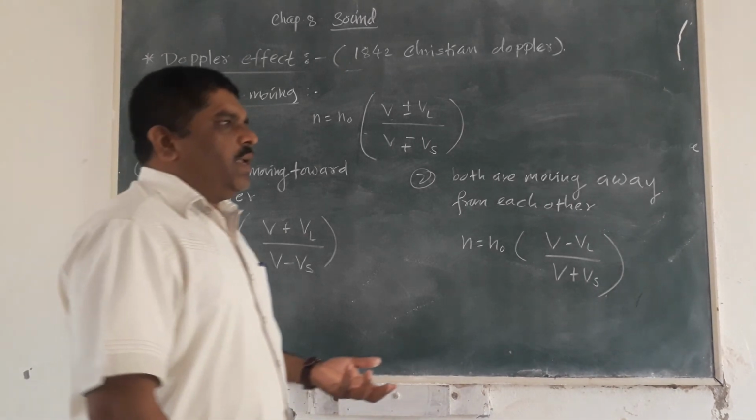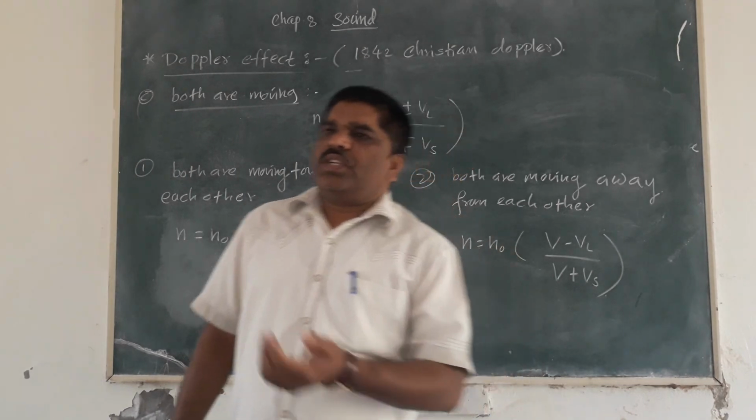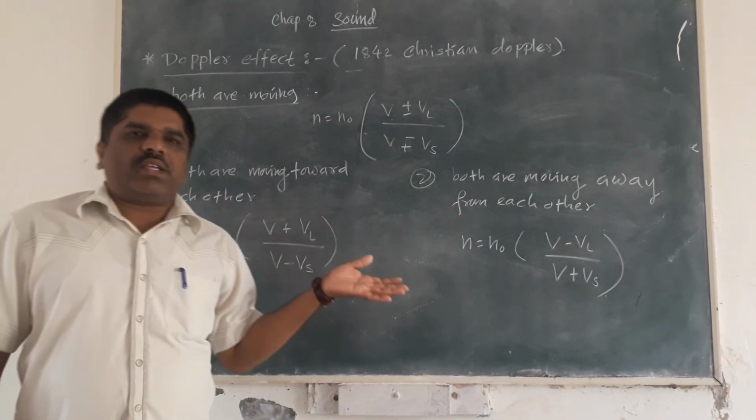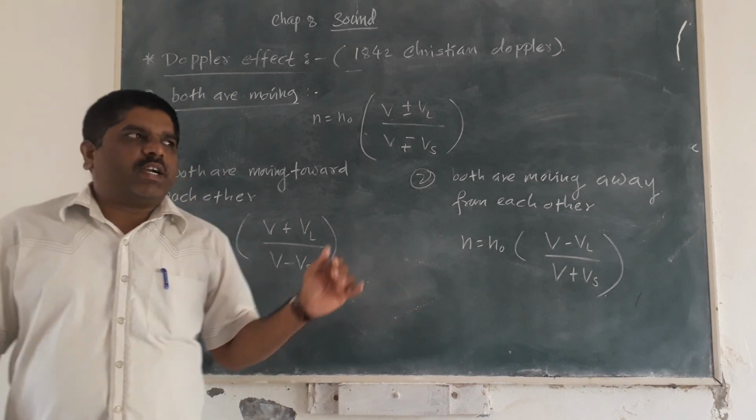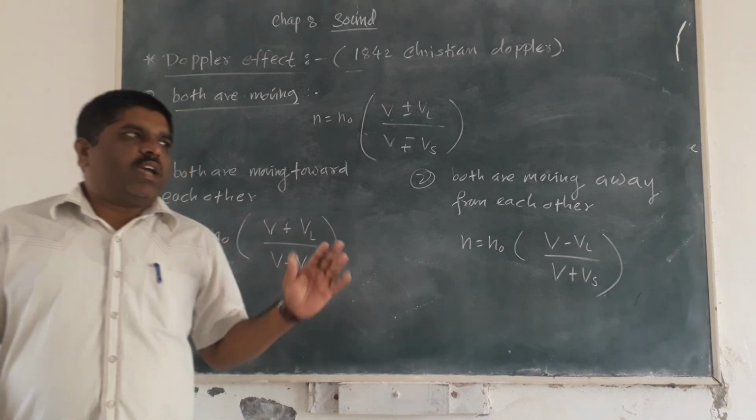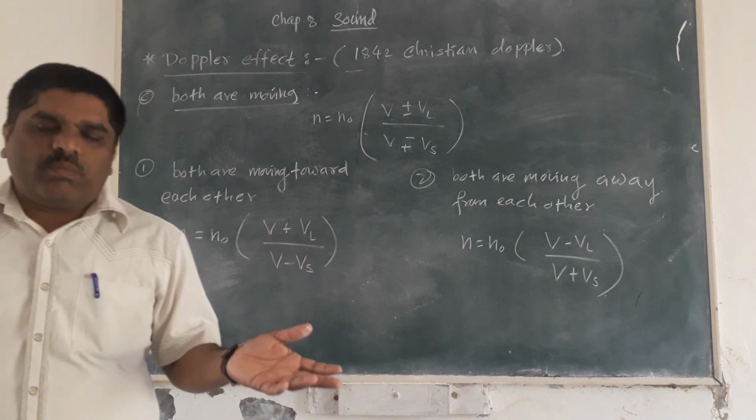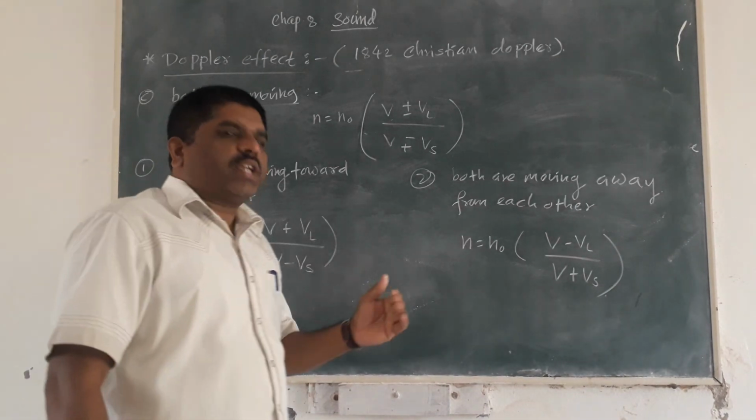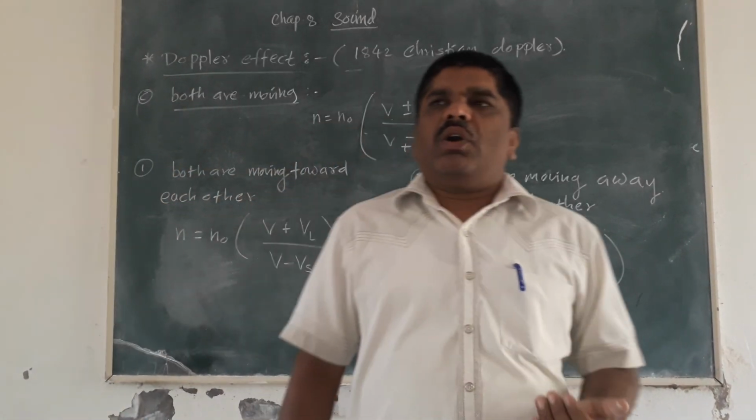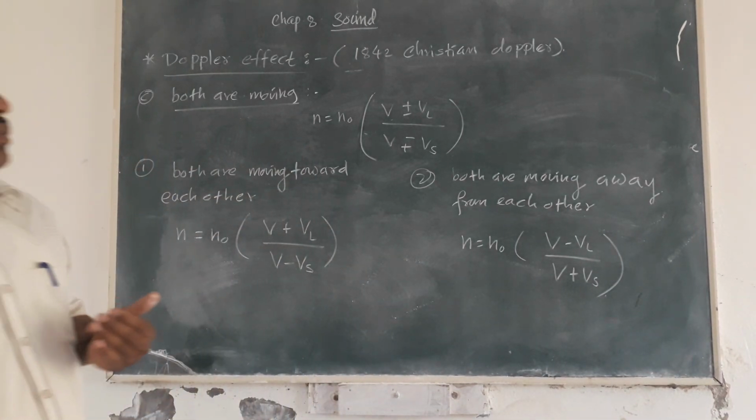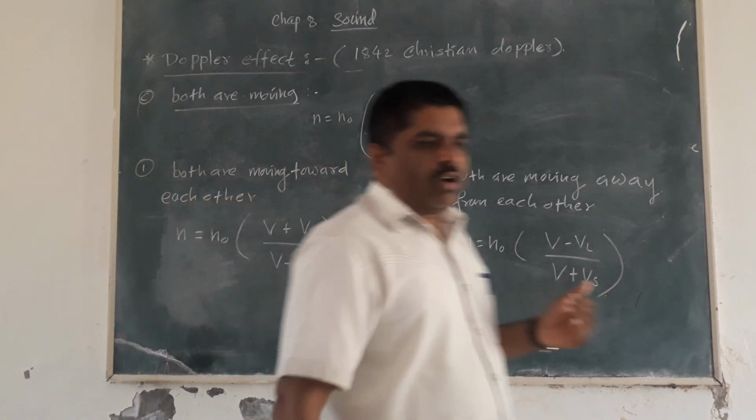Then we apply 3 conditions of change in frequency. The first condition, the observer at rest, source is moving. Second condition, observer is moving, source at rest. And third condition, both are moving. And we get the 6 different formulas of change in frequency between source of sound and listener or observer.